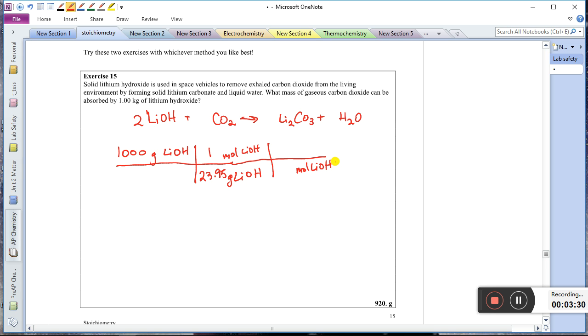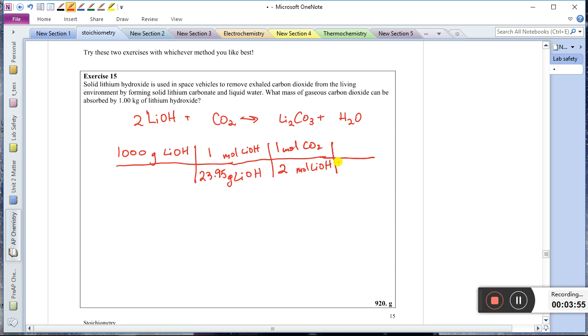Where can we go once we know moles of one substance? Use our mole ratio. Where do we get our mole ratio? From a balanced equation. So what other moles are we looking for? So 2 moles of lithium hydroxide. What's going on top? What are we trying to get to? Carbon dioxide. So 1 mole CO2.